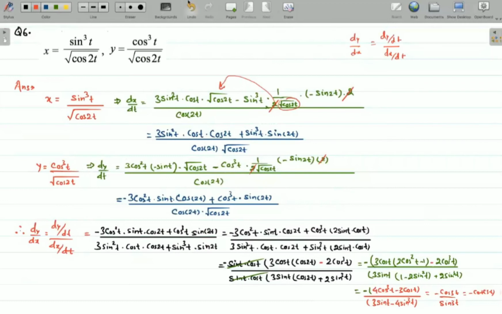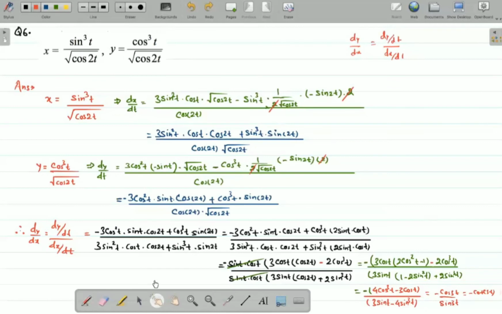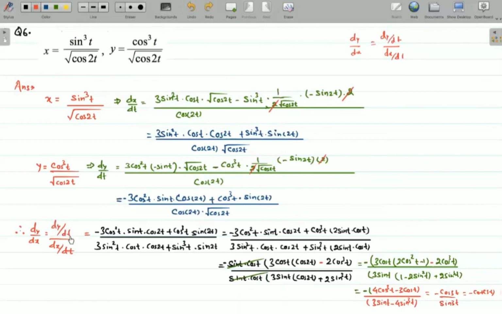So now after this, we can calculate dy by dx as dy by dt upon dx by dt. So we'll take the ratio of this and this. What happened? This denominator part will get cancelled, so we are left with this. Now in numerator and denominator, we'll first expand sin 2t. So we'll get this. Now in numerator and denominator, we'll take sin t cos t common. I'm taking minus also common. So we're left with this. This will get cancelled. Again, this cos 2t and this cos 2t.